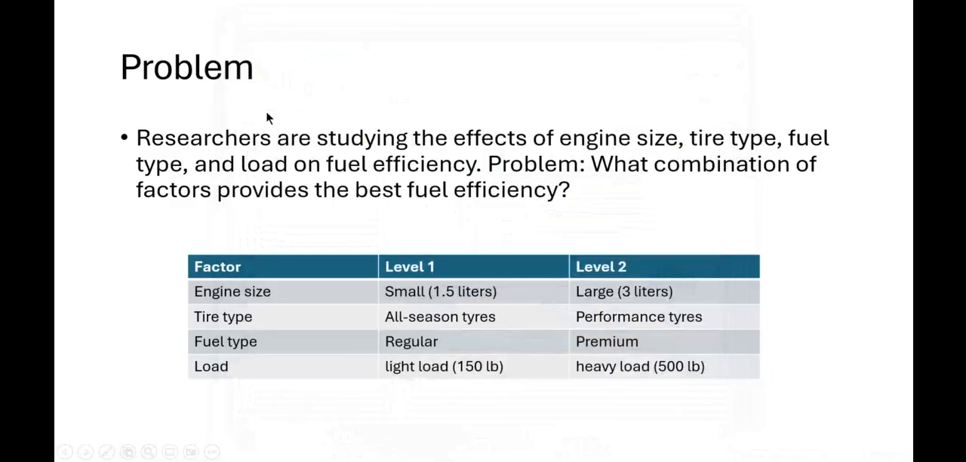Okay, so we have a problem on the fractional factorial. This is the same problem that we are continuing from the first slides. It says that we are testing the engine size, tire type, fuel type, and load on the fuel efficiency. So it may be like the MPG. And then, which combination gives you the best fuel efficiency?